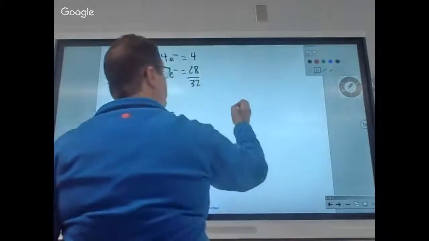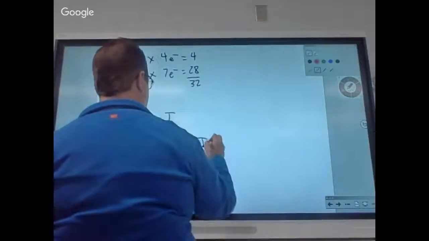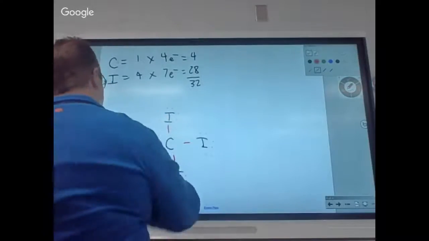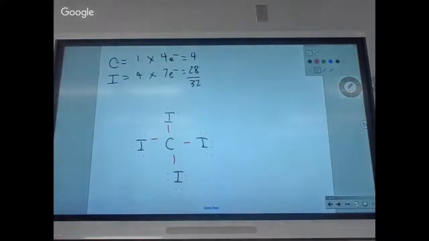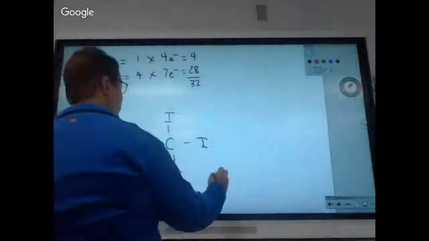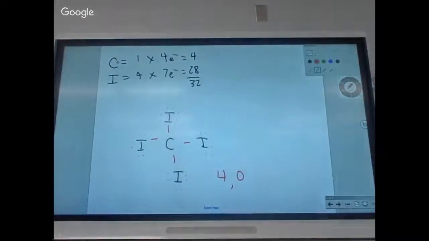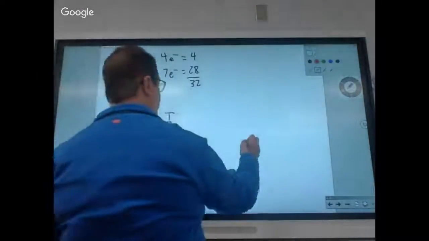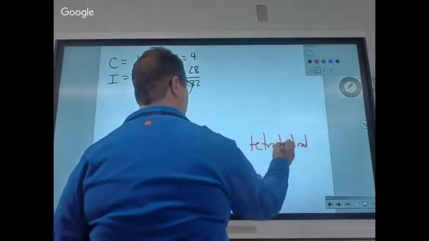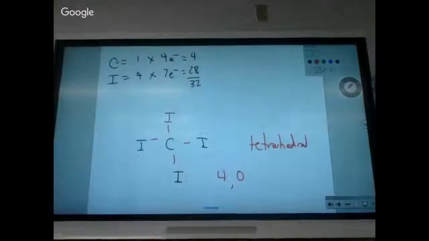Okay. 2, 4, 6, 8, 10, 12, 14, 16, 18, 20, 22, 26, 30, 32. Okay? So, again, how many I's do you have on the central atom? How many lone pairs do you have? 4 and 0 makes us what geometry? Tetrahedral. Okay? Everybody good with those so far? And notice I haven't erased, so we can come back and do polar and nonpolar.